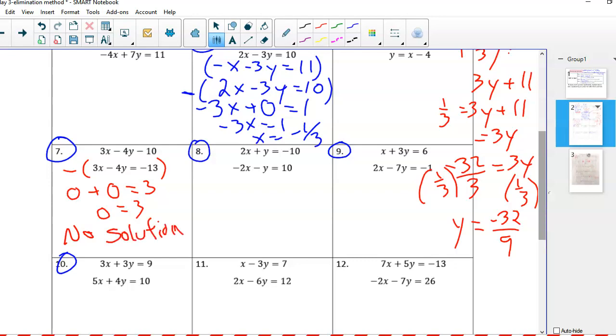So when you go to solve these, if you see that the coefficient for your x and your y terms are the same, you're going to get no solution. If you were going back to your graphing, when you graph them, they'd be parallel.